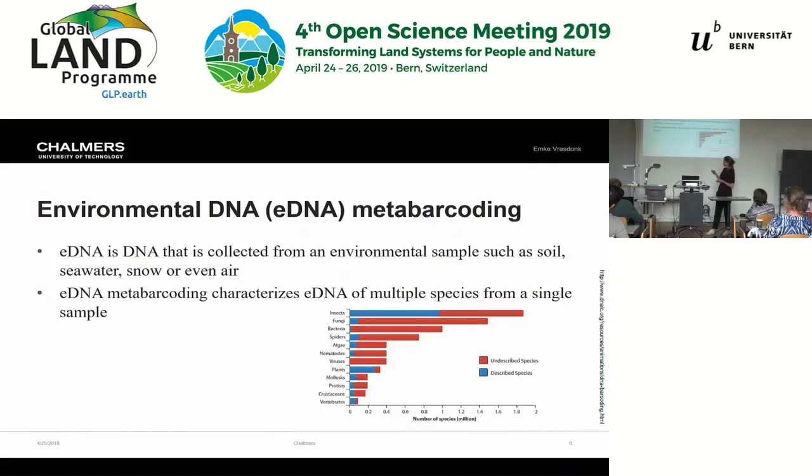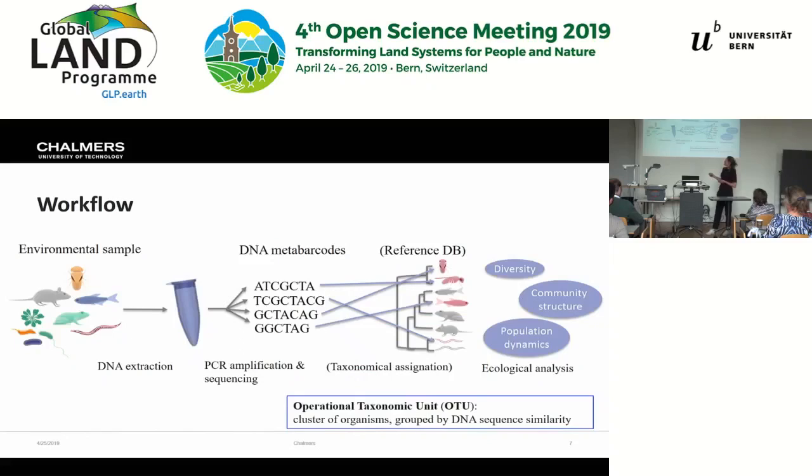So this is roughly how it's done. We take an environmental sample. This could be soil, sediment, water, it could even be air. We extract the DNA from it, and then we copy specific parts of this DNA, like a million times. Then we sequence it, which means that we get a genetic code, the DNA barcodes. Now, with the help of a reference database, we can try to find out to which species this belongs.